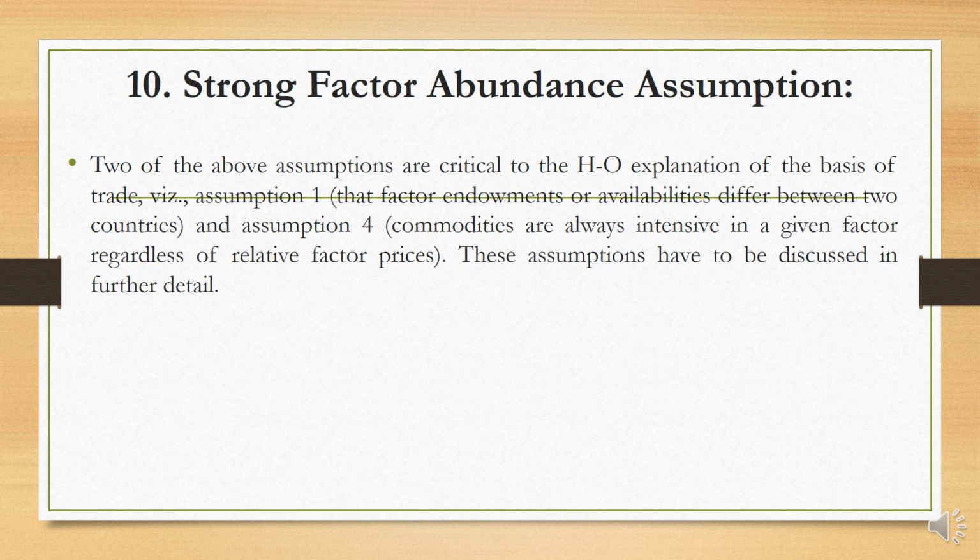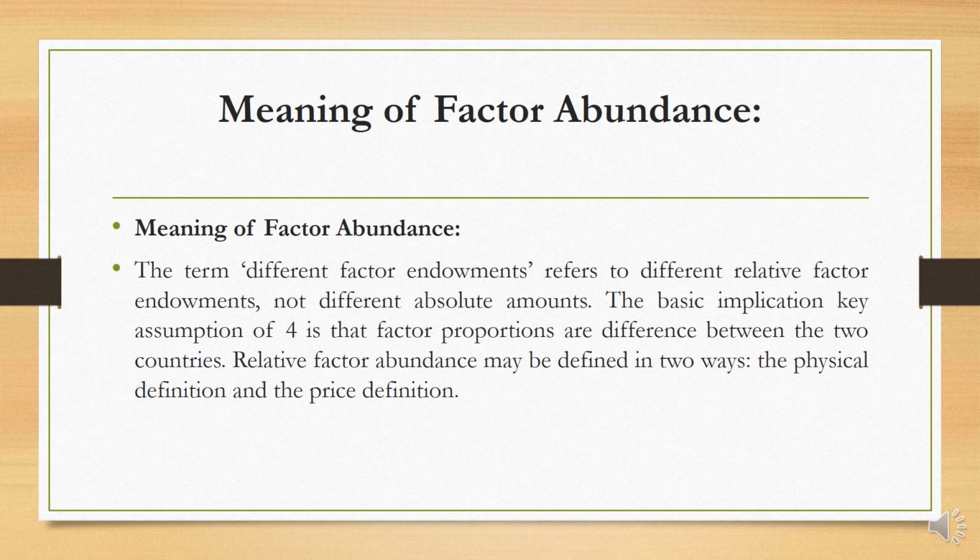So the two of the above assumptions are critical to the HO explanation of the basis of trade. Assumption 1, the factor endowments or the availabilities differ between two countries, and in assumption number 4, the commodities are always intensive in the given factor regardless of relative factor price. These assumptions have to be discussed in further detail. Meaning of the factor abundance.